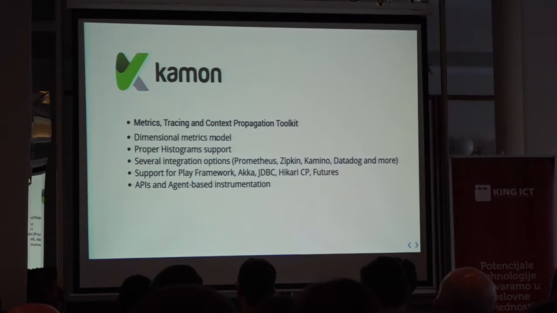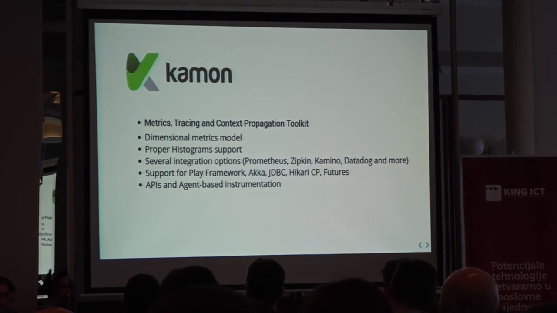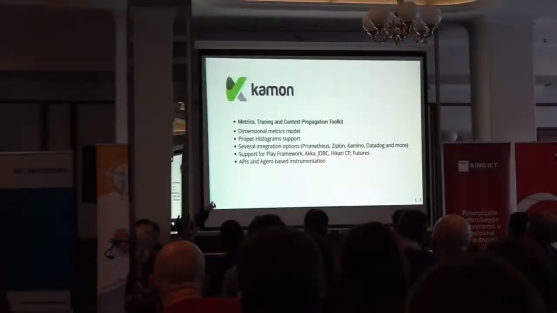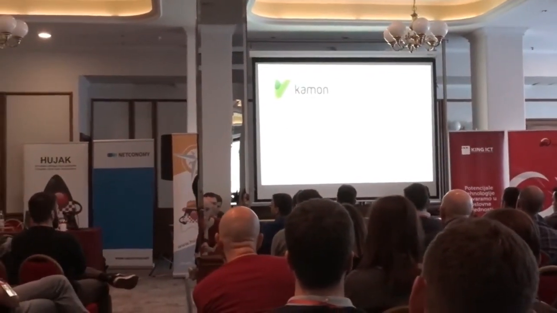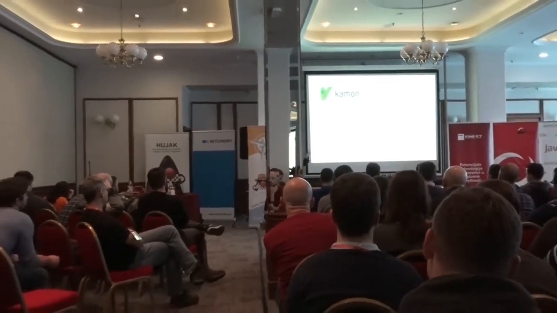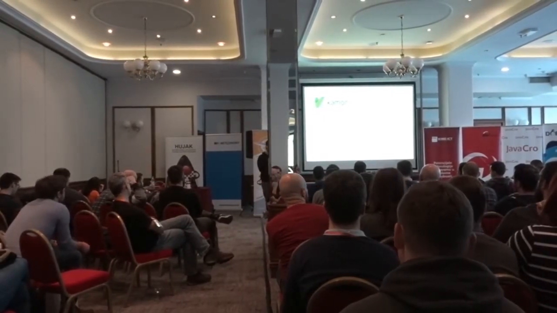It has built-in support for Play framework, Akka, JDBC. One important difference between Kamon and some other libraries is that we use agent-based instrumentation. So there is a core set of libraries that you can use, with the APIs for recording metrics, for creating tracing, and so on. But if you don't want to do that yourself, we have instrumentation modules that can bring that for you automatically. So you just put the Kamon Play module, you start your Play application with this, and then you start getting metrics without having to modify your code, which all other options require you to do.